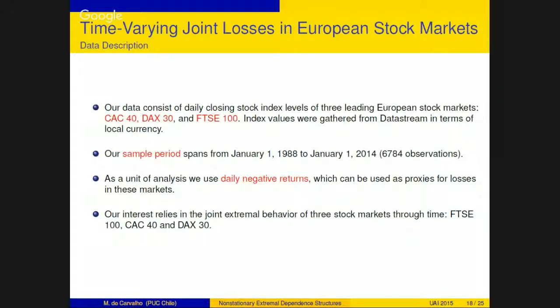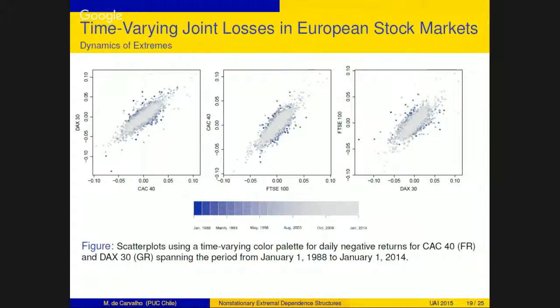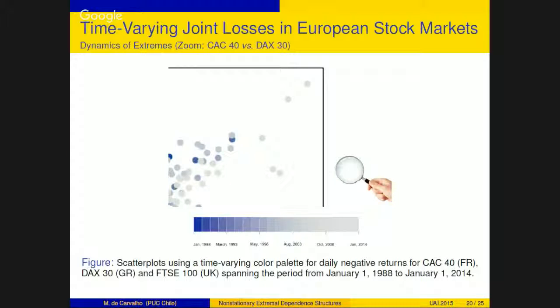Okay, so here is the data. These are the pairs of negative returns, and this is a scatter plot using a time-varying color palette. The gray points will tend to be the very recent observations. I'll focus here on this one. When we zoom in, we see that there are quite a few gray points in here, and a few blue ones as well. This would be suggesting that the dependence between the extremes has been increasing over time.